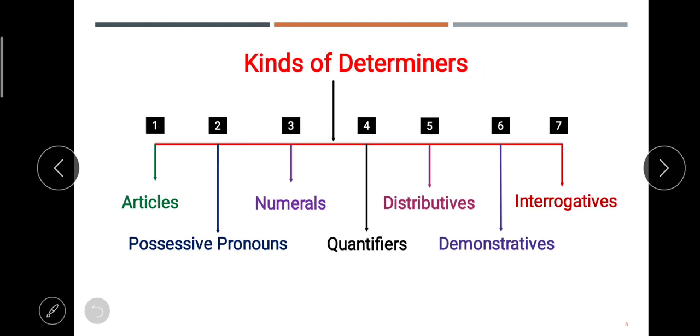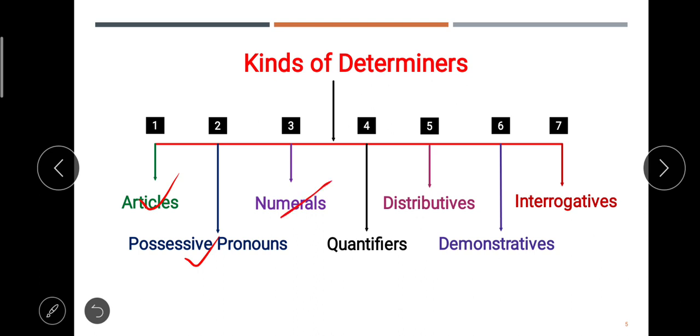Basically there are 6 kinds of determiners, but I have split the class of numerals because quantifiers are part of numerals only. Just for ease of understanding I have split them, and over here we'll study 7 kinds of determiners. The very first one is articles, a and the. Second is possessive pronouns. We already saw them in the previous slides.